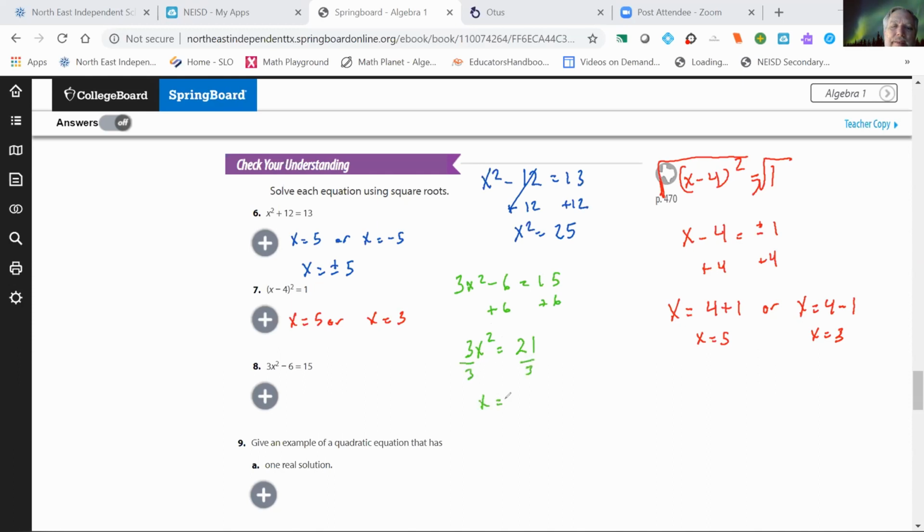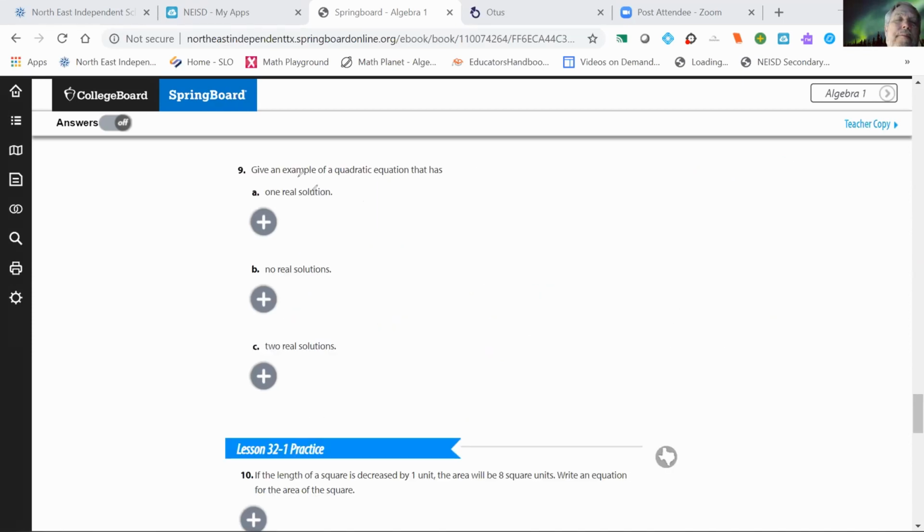So I'm going to get x squared is equal to 7. At that point, I take the square root of both sides. So I'm going to get x is equal to plus or minus the square root of 7. Item number 9. Give an example of a quadratic equation that has one real solution.